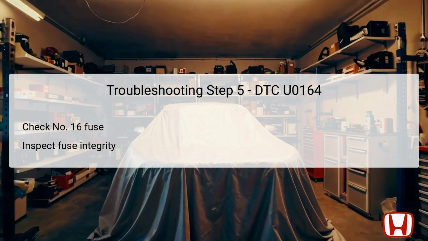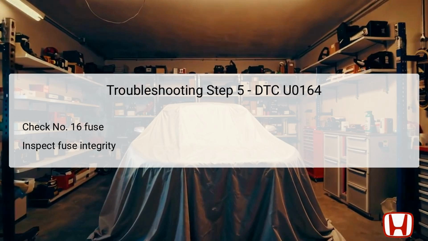Step 5 involves checking the integrity of the number 16 7.5 amp fuse located in the driver's under-dash fuse relay box. The integrity of this fuse is crucial since it is part of the circuit that supplies power to the climate control unit. If the fuse is found to be okay, this indicates that power is indeed reaching the climate control unit, and attention should then shift to inspecting the wiring or connections for any signs of a high resistance or open circuit. If the fuse is blown, replacing it will be necessary.